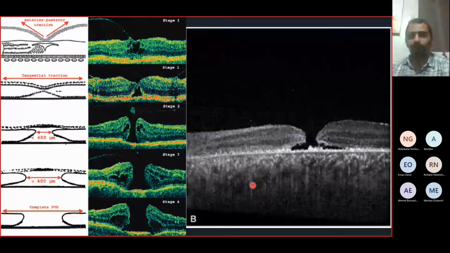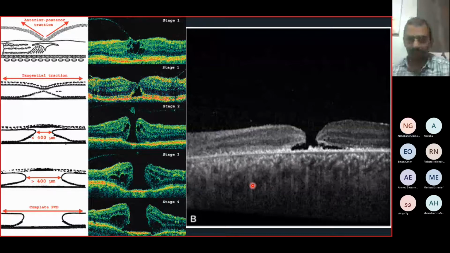Okay, so we'll start now today with some vitreoretinal interface disorders. Can someone describe what we can see here? What's this OCT?